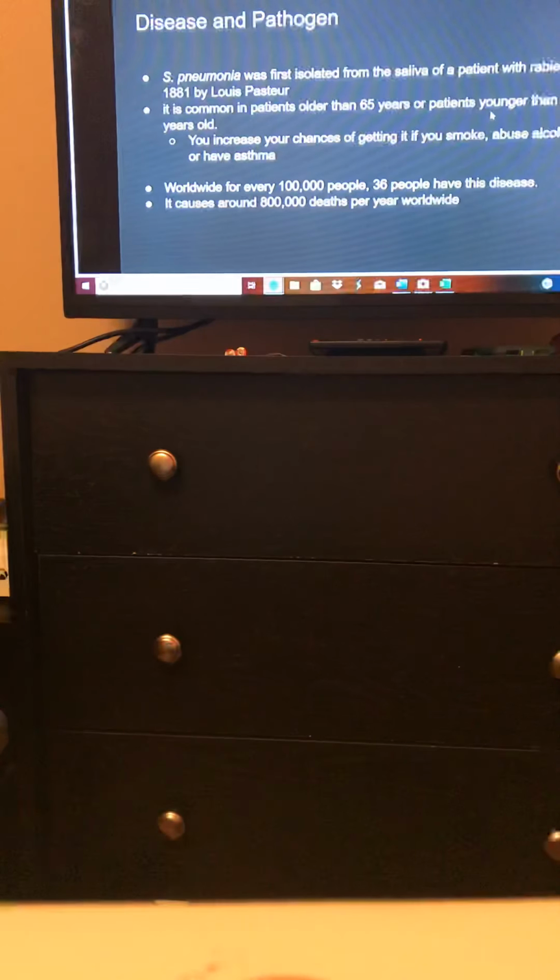However, there are certain risk factors that can influence your chances of getting the illness from the bacteria. These risk factors, though I will not mention them all, include whether you smoke or overconsume alcoholic beverages. Now, the question is, how many people does this really affect? Well, for every 100,000 people, 36 will have the disease from this bacteria, with a total of 800,000 deaths each year. These statistics cover worldwide cases, not necessarily just the United States and Canada.